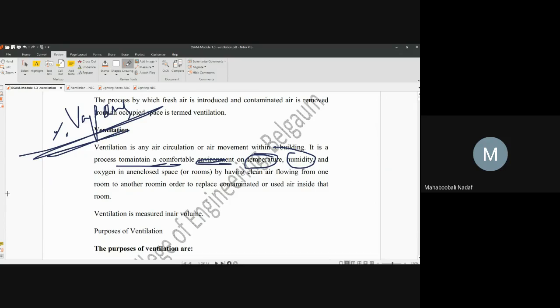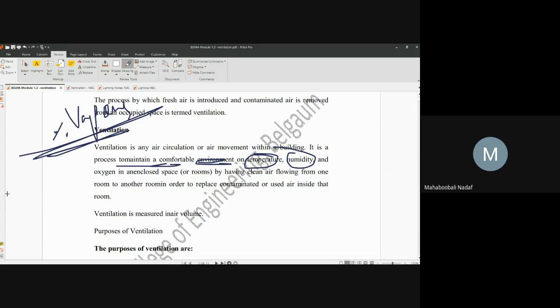I'm not telling it is wrong, but generally we call it the percentage of water vapor present in a given area. That we call humidity. More humid means more water vapor is present. Okay? Like that it is understood.